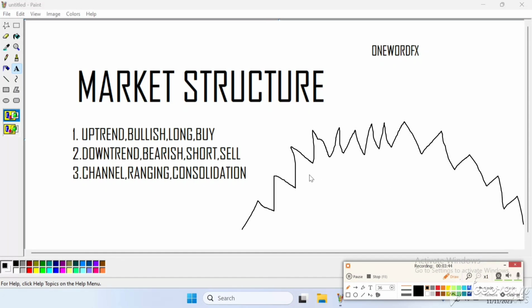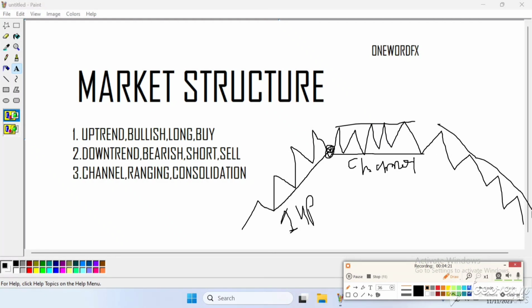Don't mind my drawing. As you can see here, the market was in an uptrend. Here it got to this point and then started consolidating, and this is our first market structure. This is our uptrend. This is our channel, and then this is our downtrend. So this is basically how the market moves.